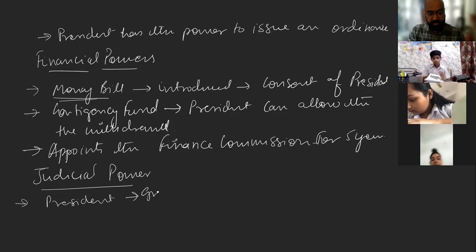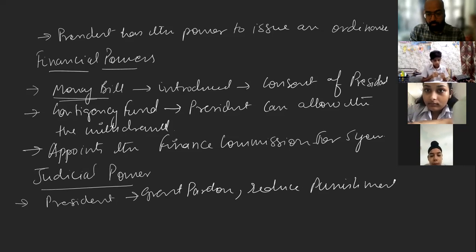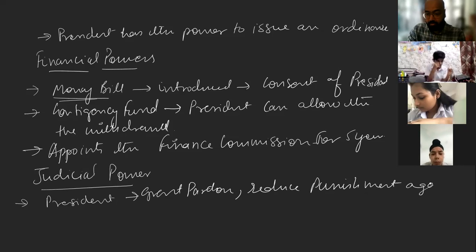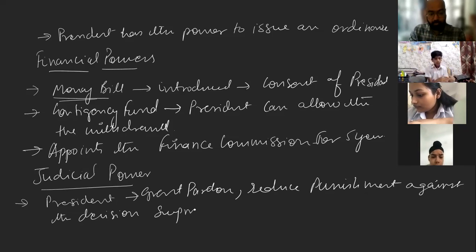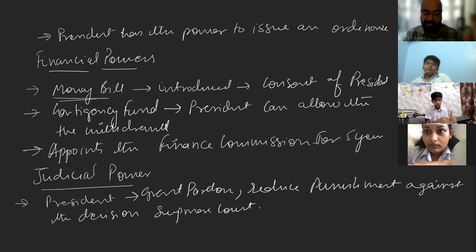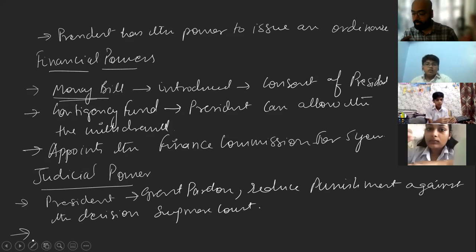So the president can grant pardon, reduce punishment against the decision of which court? Supreme Court. Because only after the Supreme Court can you reach the president. Is that clear? You cannot directly reach the president. You have to follow the procedure.